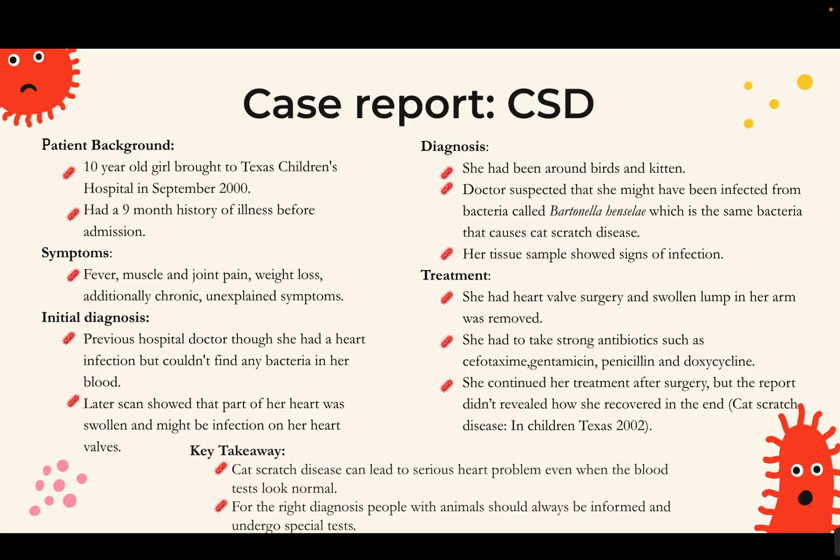around birds and kittens. Doctors suspected that she might have been infected with the bacteria Bartonella henselae, which is the same bacteria that causes cat scratch disease. Her tissue sample showed a sign of infection. For the treatment, she had heart valve surgery and a swollen lymph node in her arm was removed. She had to take strong antibiotics such as penicillin and doxycycline. She continued her treatment after surgery, but the report didn't reveal how she recovered in the end.